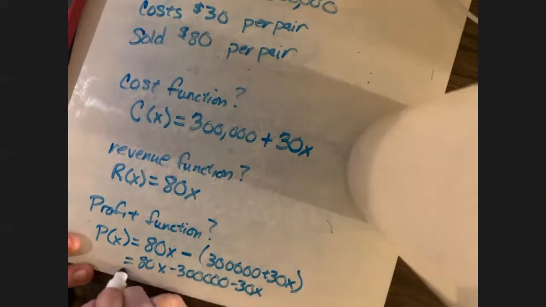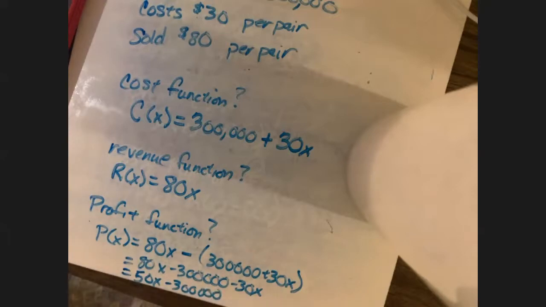Okay, and we could clean it up even a little bit more. So 50x minus... Now, the reason that you would want to have a profit function is if you were in a scenario where they were going to ask, well, what kind of profit are we looking at on 7,000 pairs? What kind of profit are we looking at on 10,000 pairs? What kind of profit are we looking at on 8,500 pairs?